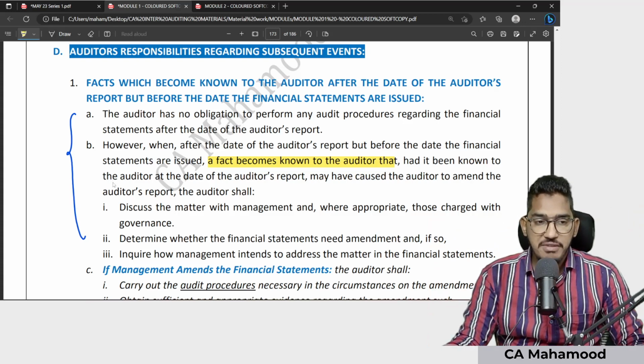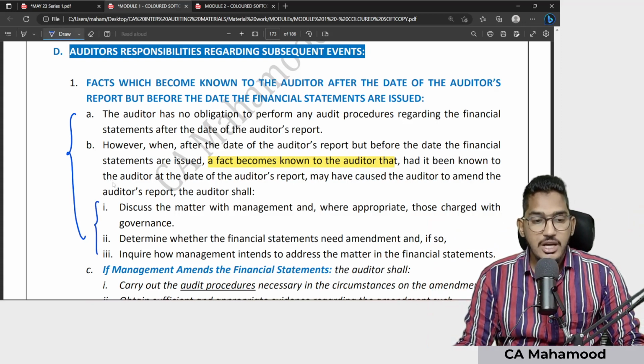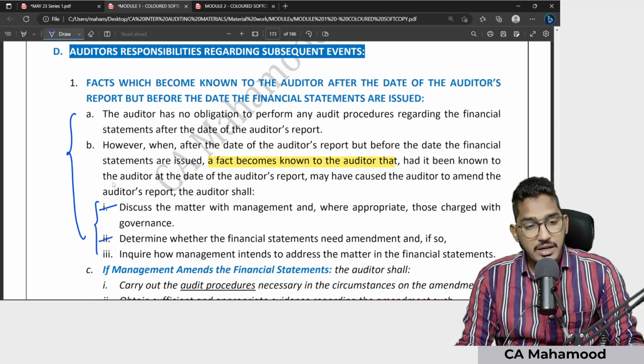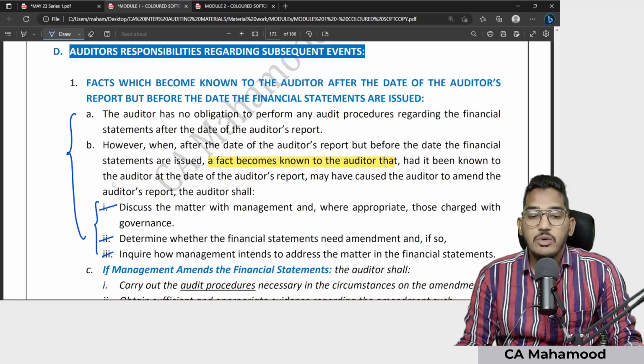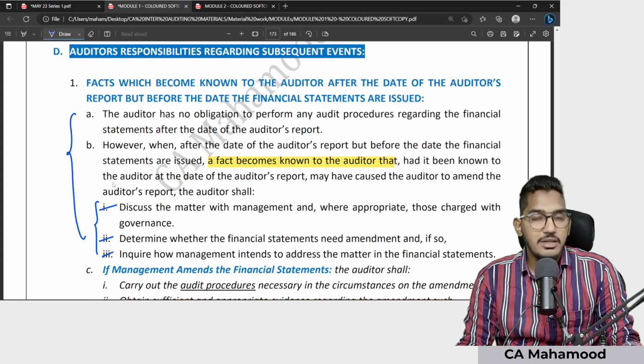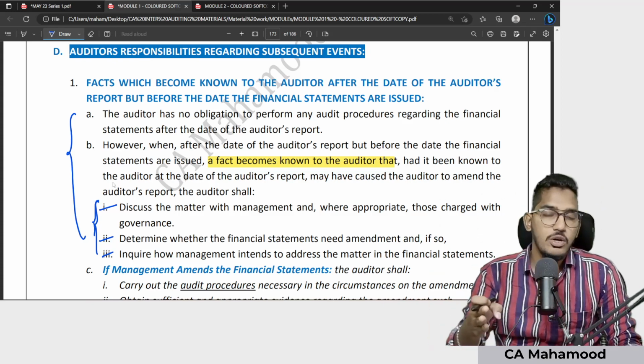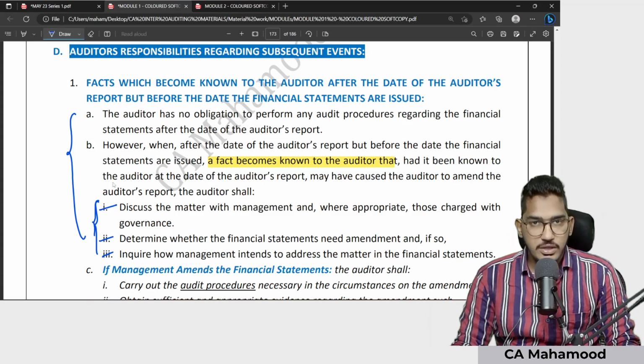Then what you shall do as per SA 560? Three things you should do. What are they? You have to discuss with the management and, where appropriate, those charged with governance. As a part of that discussion, determine whether financial statements need amendment, and if so, inquire how the management intends to address the matter in the financial statements. So these are three steps you are supposed to do in case you came to know about any fact after the date of the auditor's report.